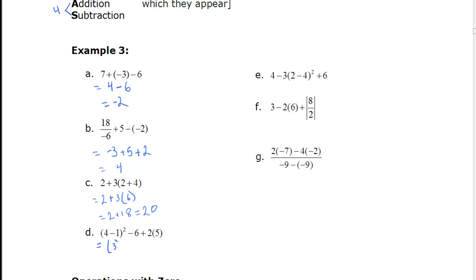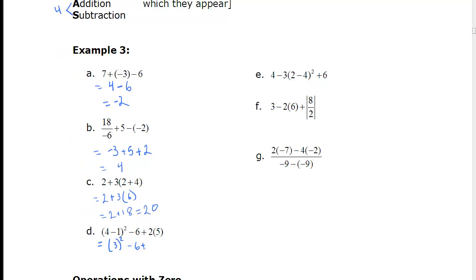That gives us 3 squared minus 6 plus 2 times 5, bracket first. Now exponent, 9 minus 6 plus 2 times 5. And we'll move up here. 9 minus 6 stays, because next comes multiplication, so that gives us 2 times 5 is 10. Now we can do the subtraction, which is 3 plus 10, which is 13.